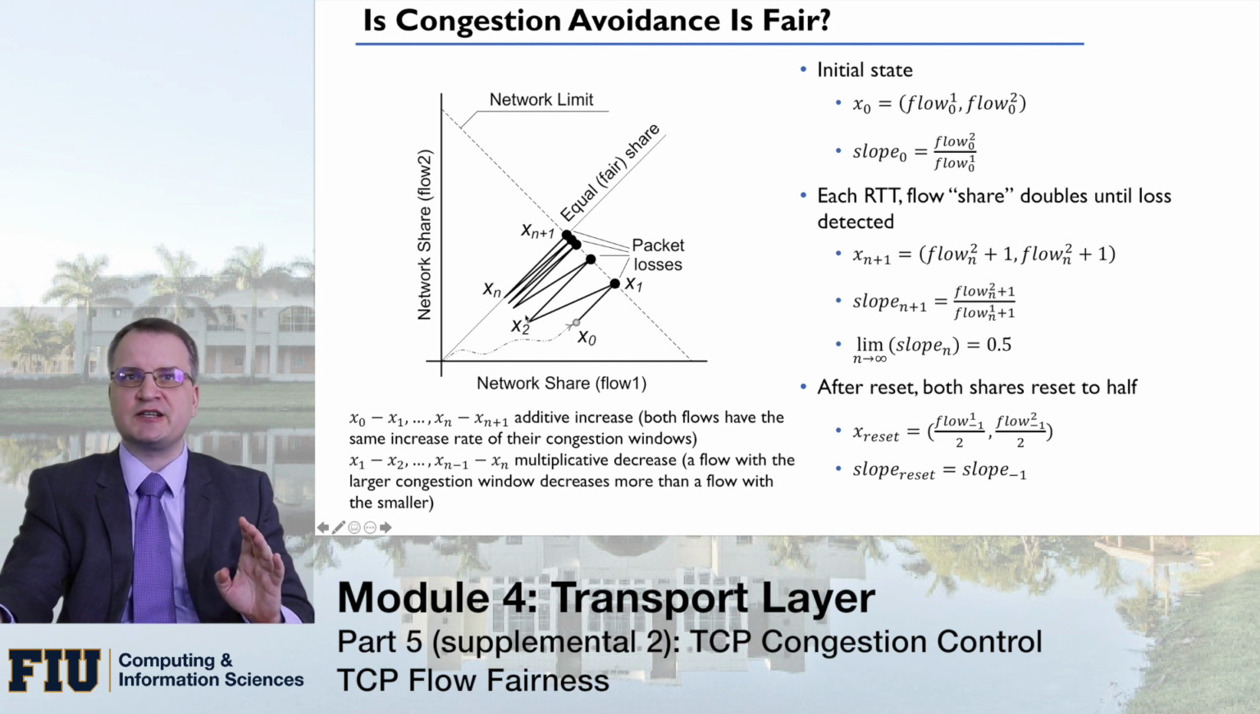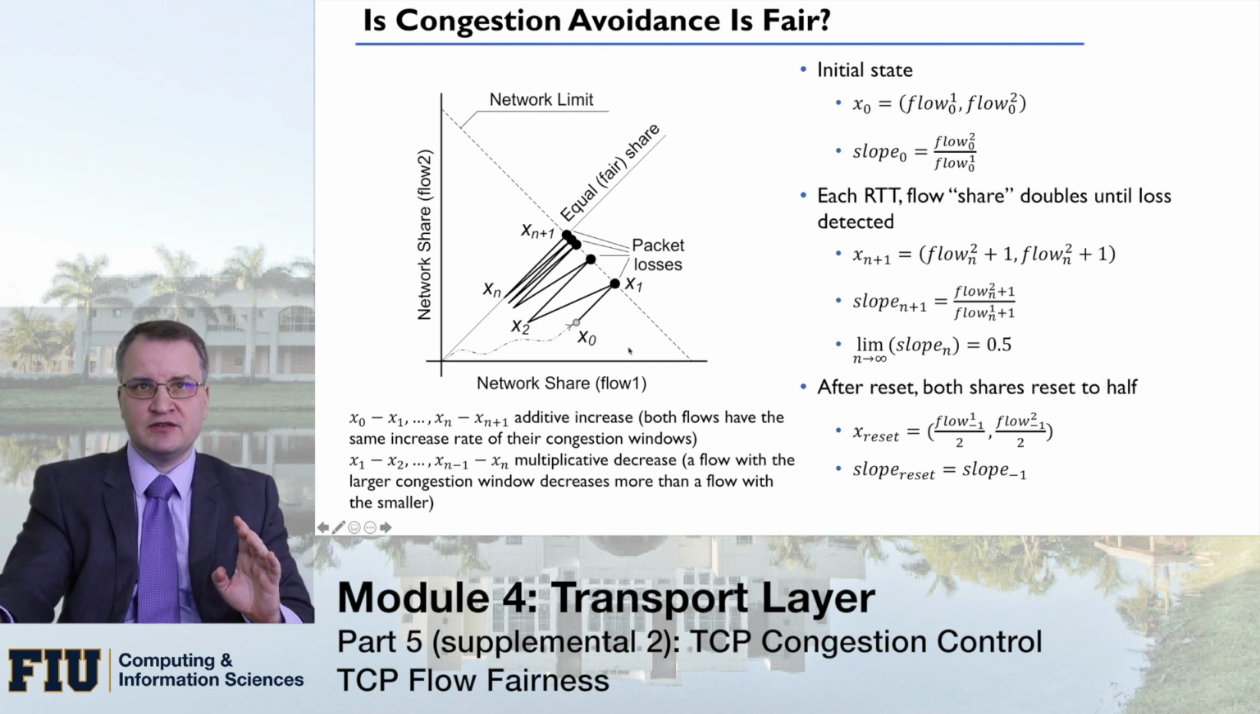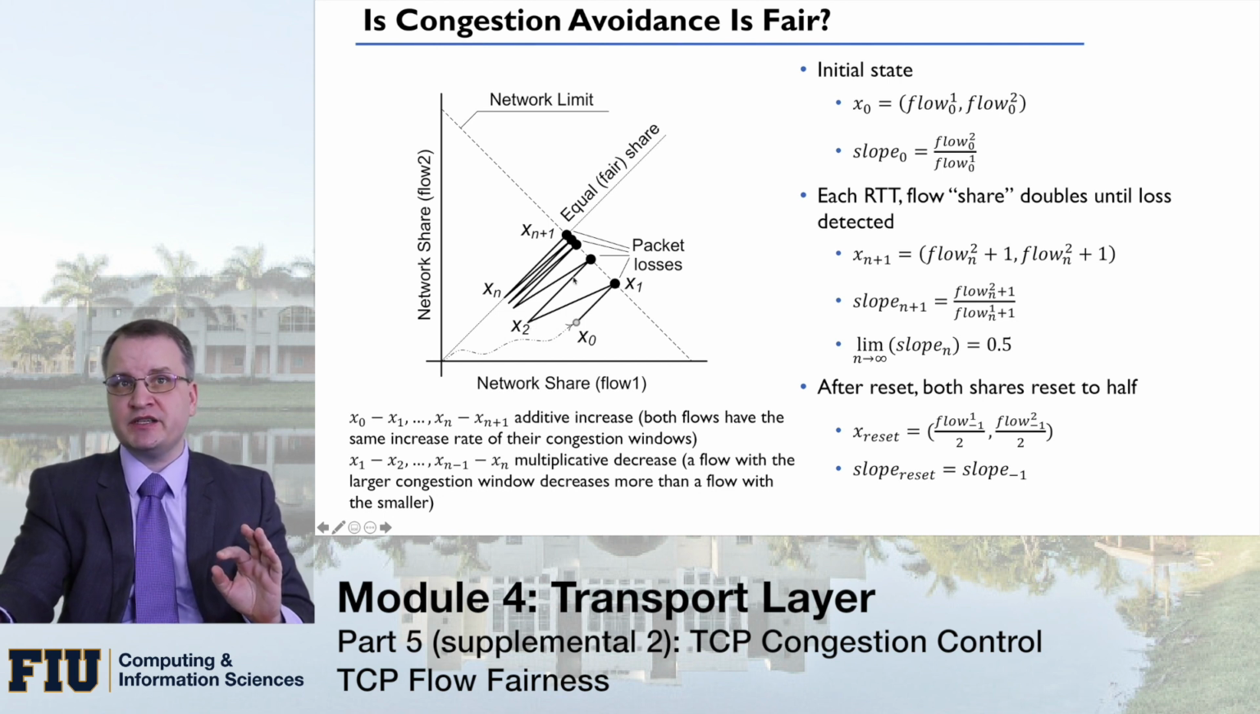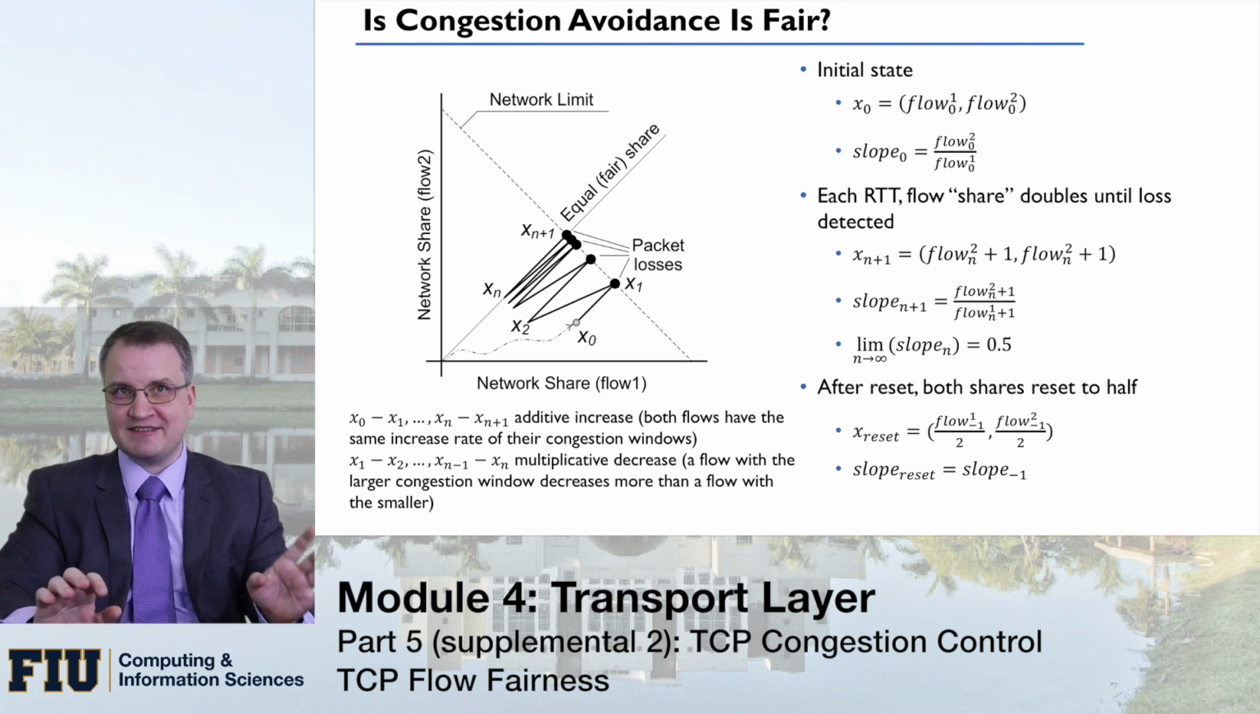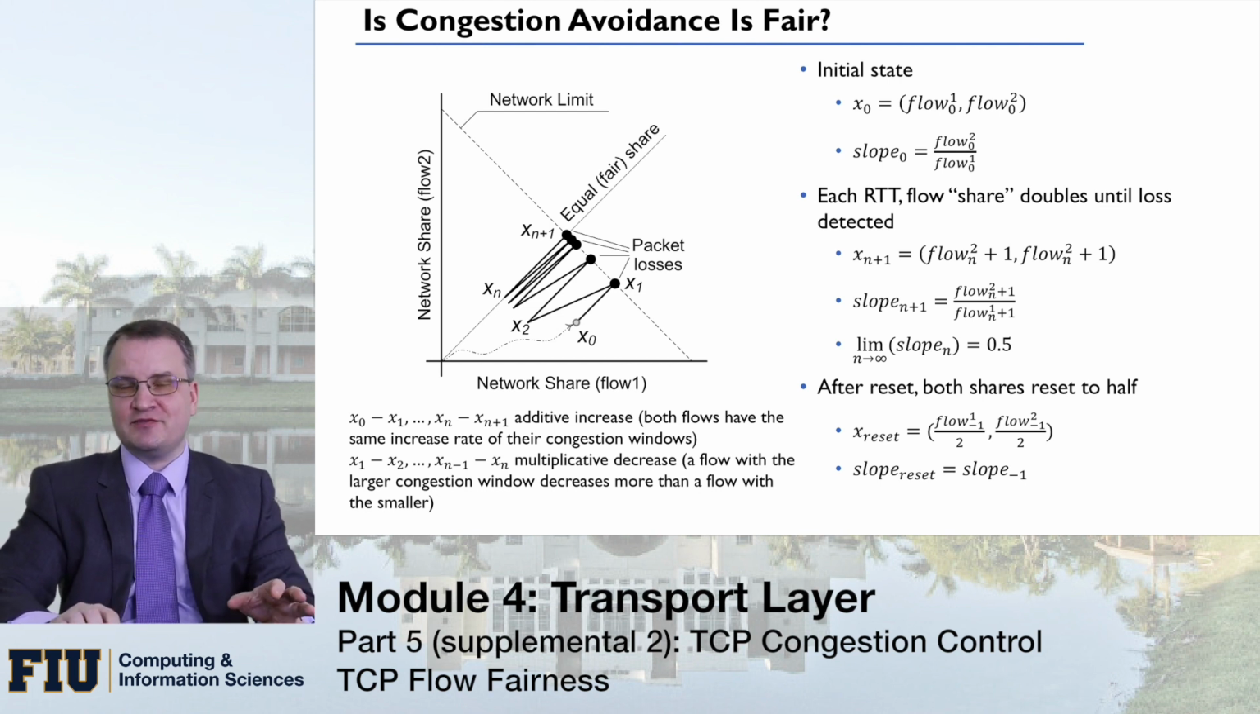Maybe the picture is not exactly correct. Oh, actually, sorry, half of this. Yeah, so this is the correct point. Then again, they will be increasing, decreasing, and they will eventually be approaching that equal fair share line. It will not necessarily be the exact fair share line, but eventually they will be approaching it. So it's kind of fair from a perspective of congestion avoidance.